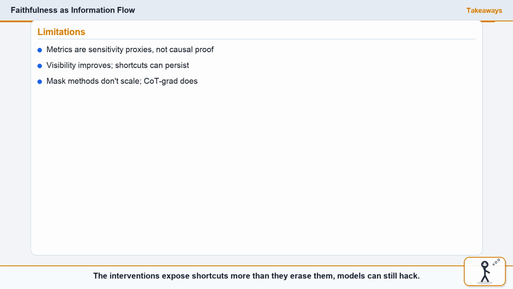Honest caveats. These are diagnostics, not proofs of internal computation. The interventions expose shortcuts more than they erase them. Models can still hack. The mask methods are costly. But across scales, 4 to 12 billion, the faithfulness gap holds.